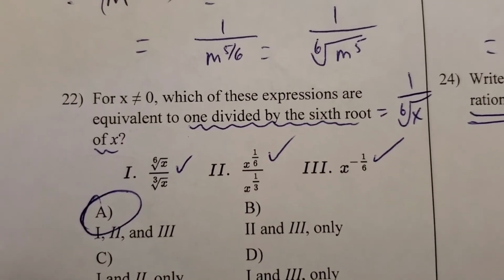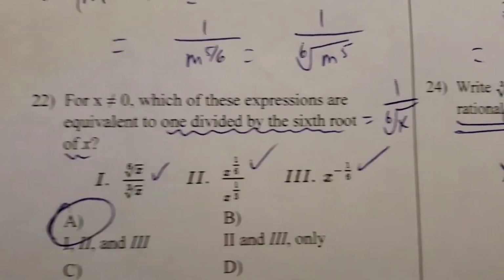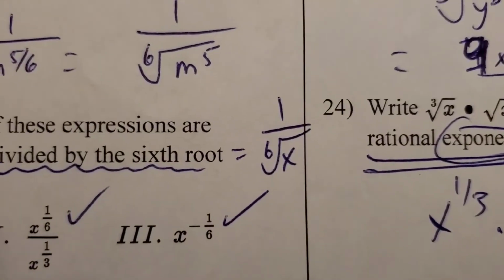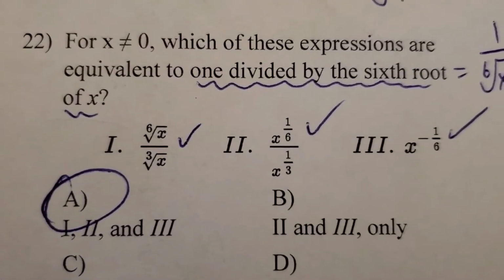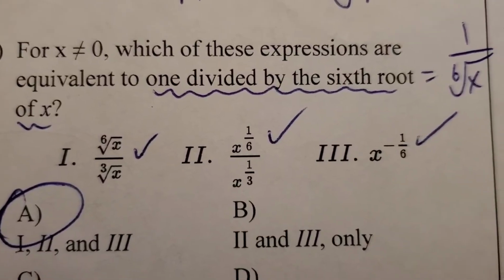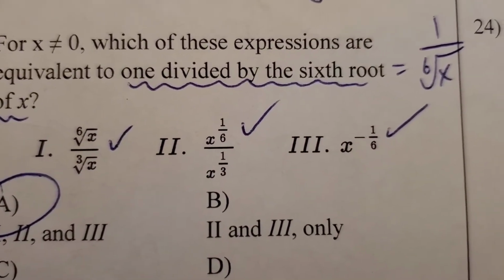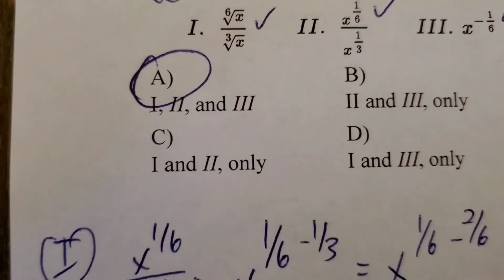For number 22, we just have to figure out which is equivalent to 1 divided by the 6th root of x. That just means 1 over the 6th root of x, like that. So we've got three scenarios here. The 6th root of x divided by the 3rd root of x, x to the 1/6 divided by x to the 1/3, and x to the negative 1 over 6. So let's take it piece by piece.